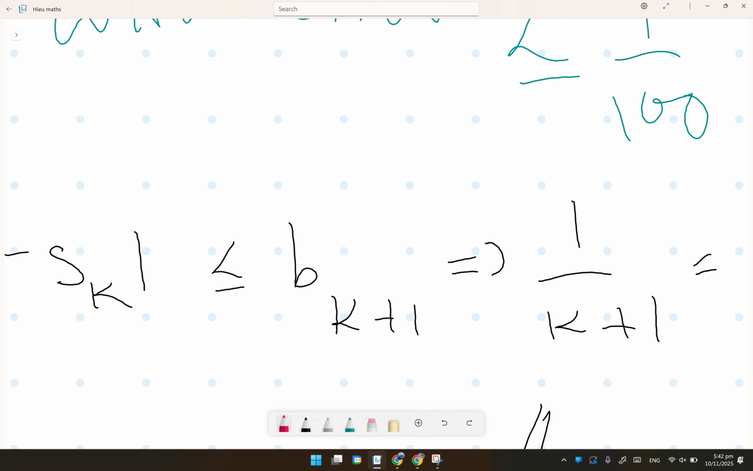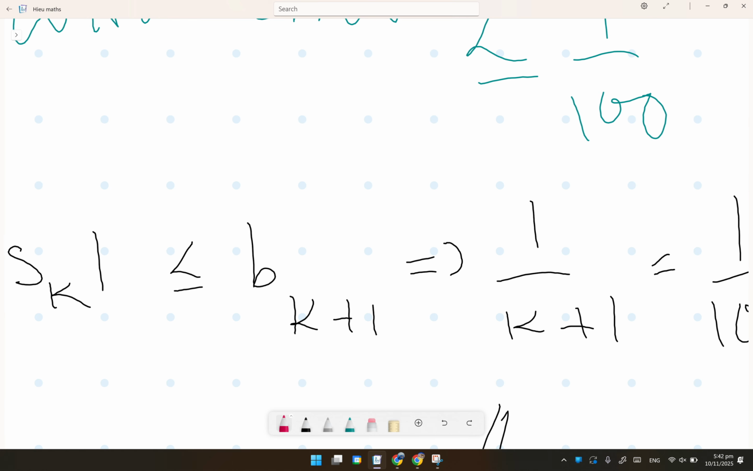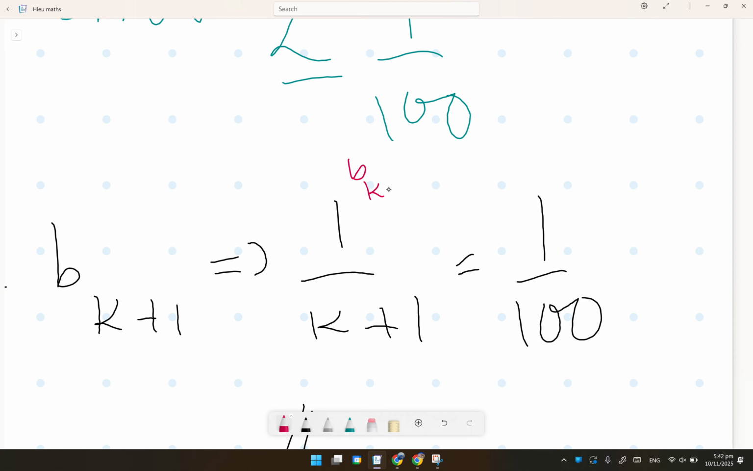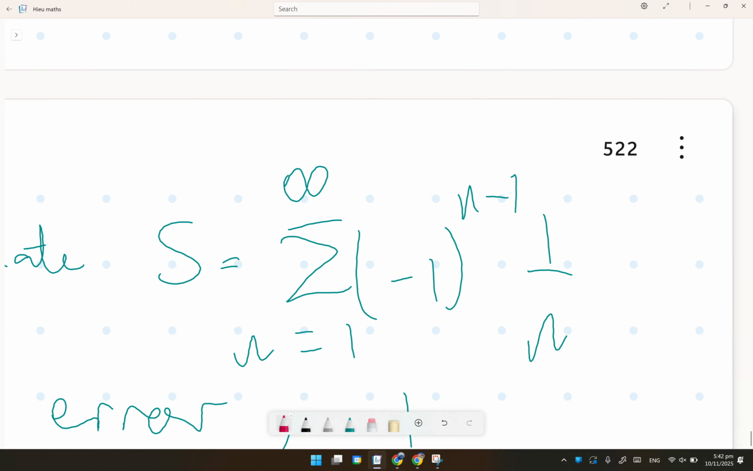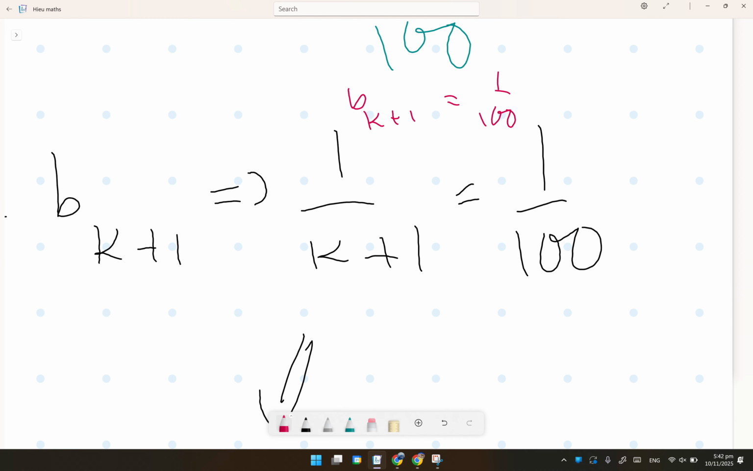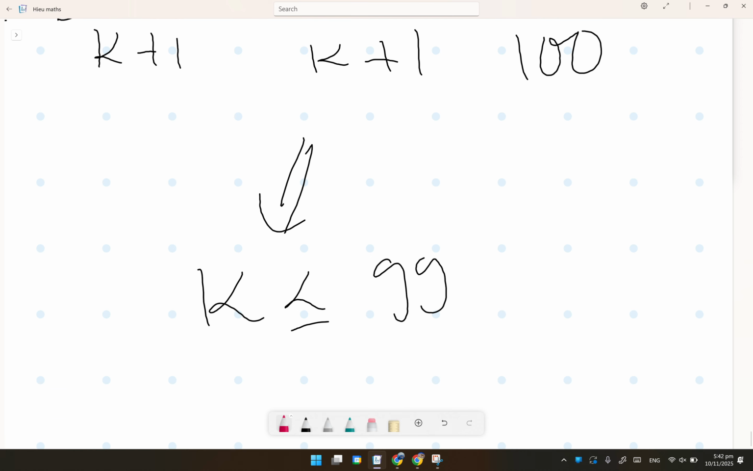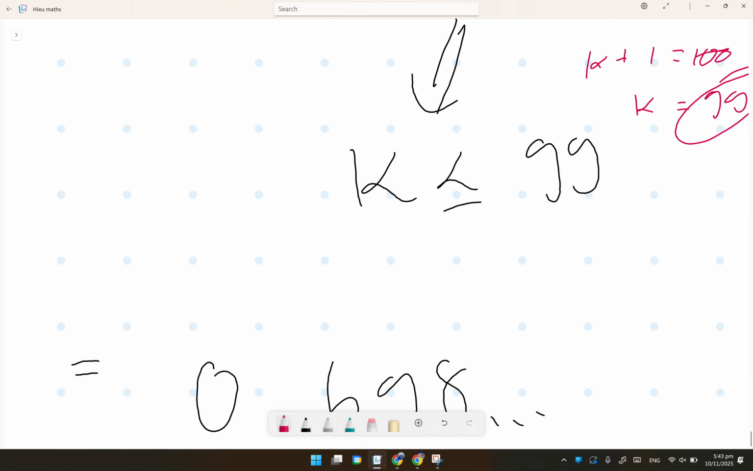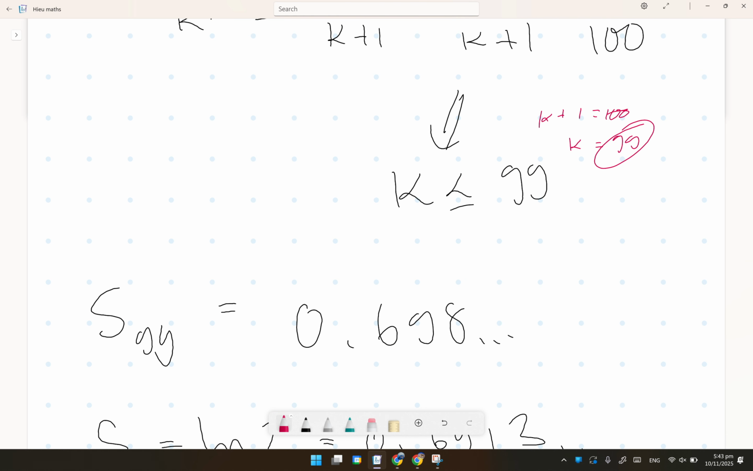So we're going to let b k plus 1 equal 1/100, and because bk is 1/n, it's going to be 1/(k plus 1) equal to 1/100. Therefore, k plus 1 is equal to 100, and therefore k is equal to 99. We should choose a k that is around 99, so we're going to choose 99. And then you just use the sum of 99.